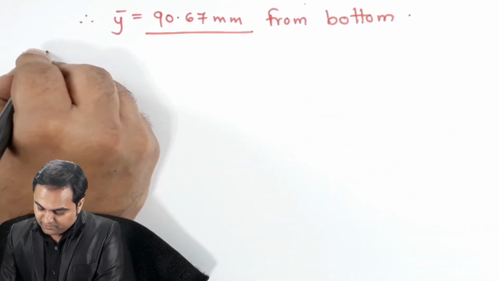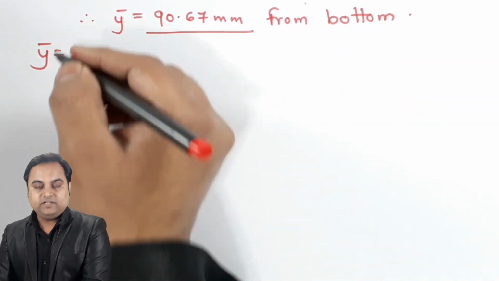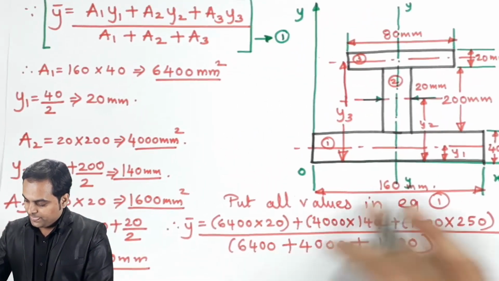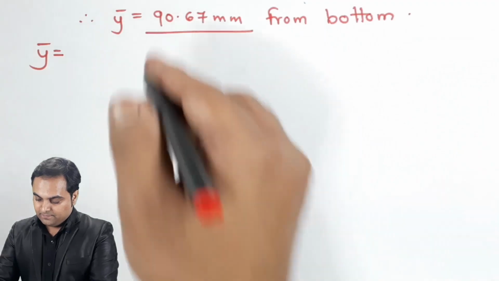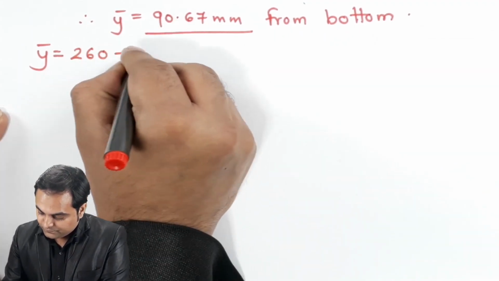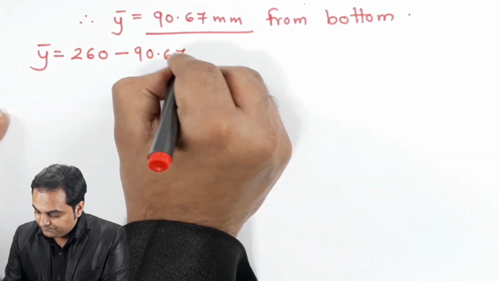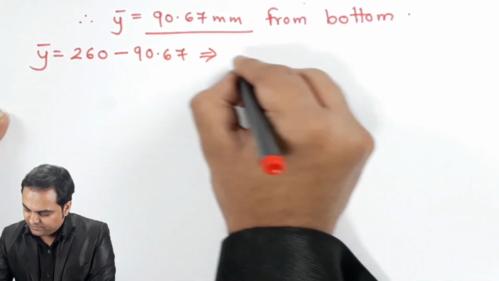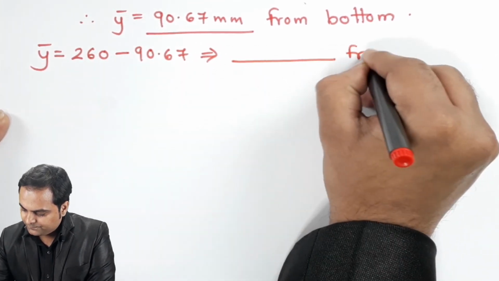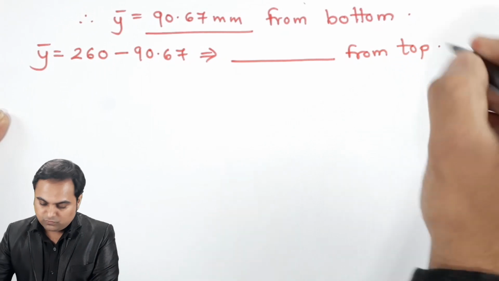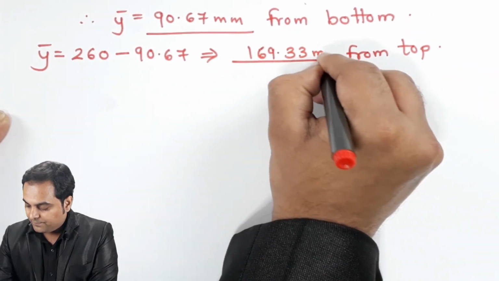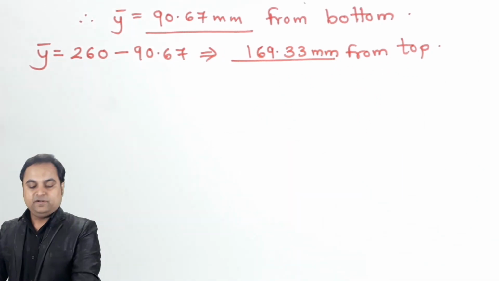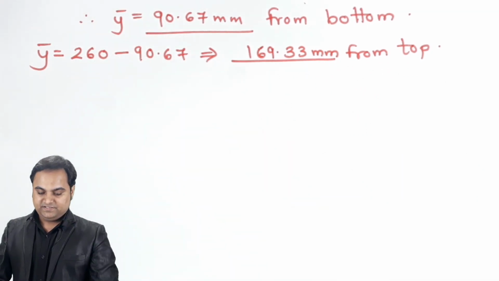Similarly, I'll get y bar from top as well by taking the total height, which is 40 plus 200, 240 plus 20, that is 260 minus 90.67, and this gives me the y bar value from top, and the answer is 169.33 mm.